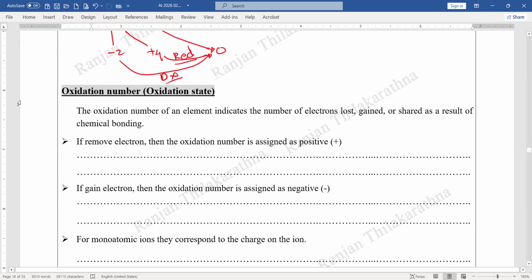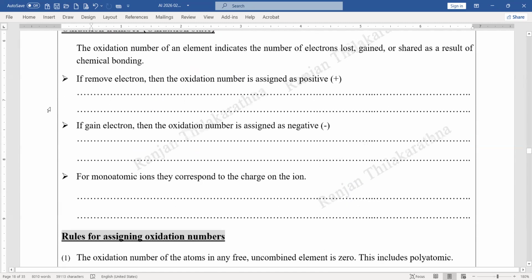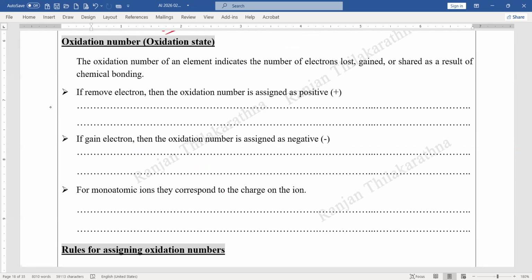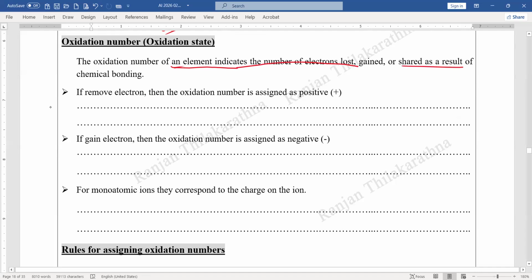Then there are some rules of finding the oxidation states. The oxidation number of an element indicates the number of electrons lost or gained or shared as part of chemical bonding. For the removal of electrons, the oxidation number is assigned as positive.